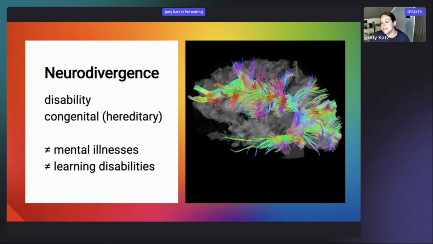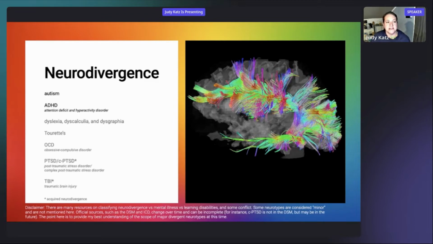Neurodivergence as a concept is actually not recognized by the DSM or the ICD, whatever it is now, 10, I think. It is more something that has come through as a concept. It's something that has been born from disability activism. And so it's a little bit of a layperson's term for these things that are also diagnoses.